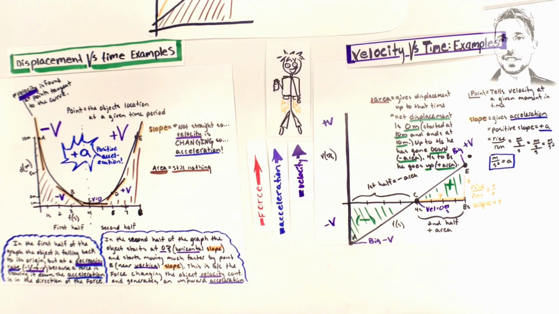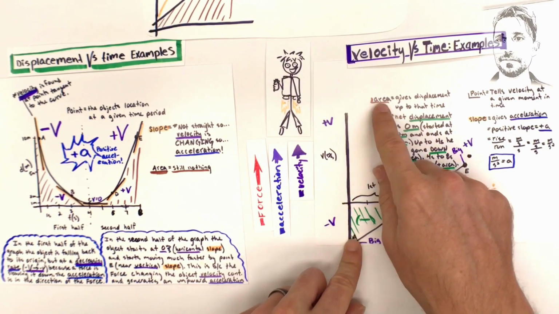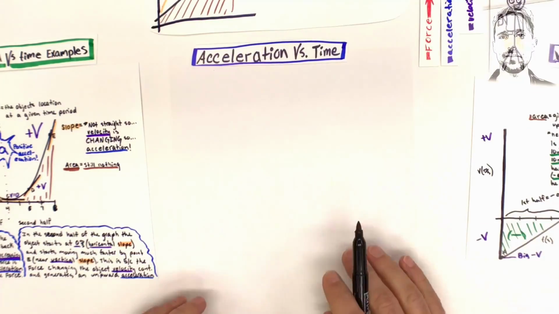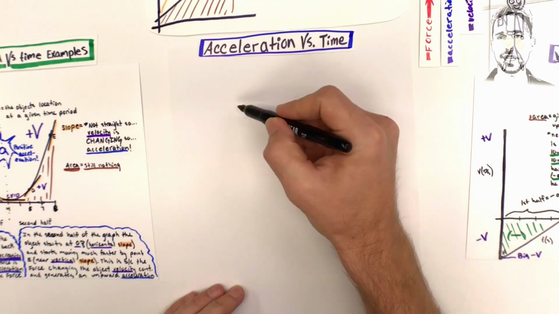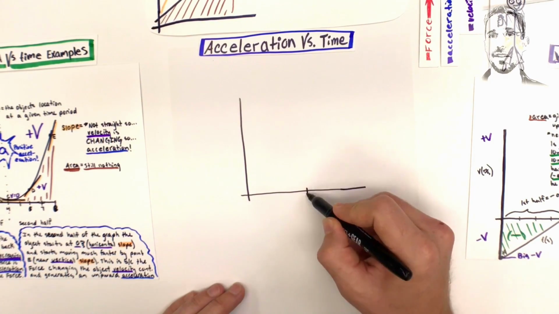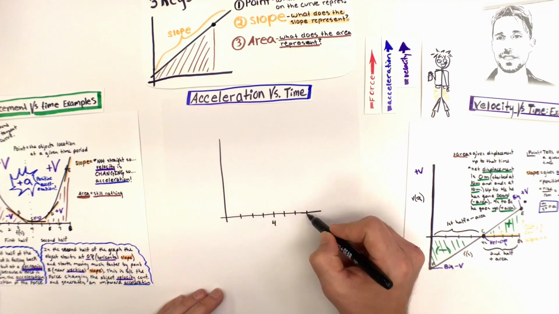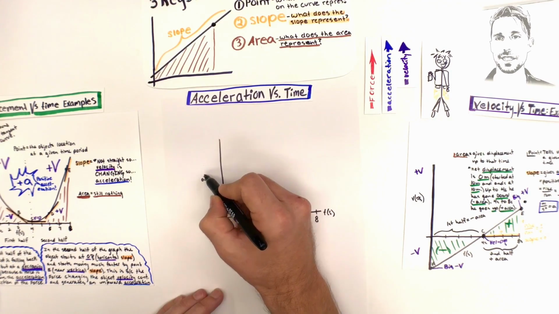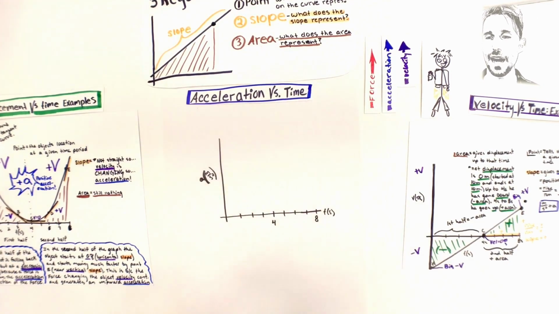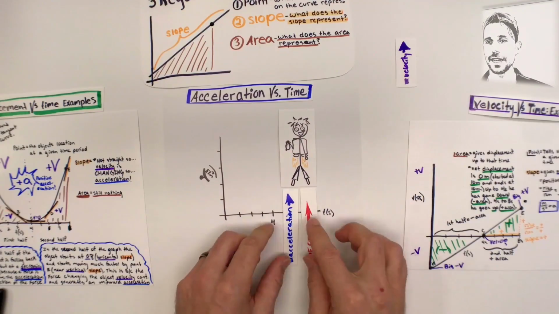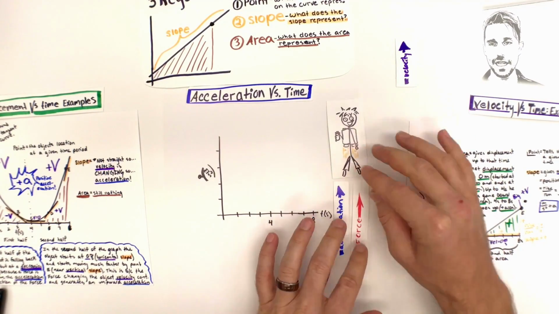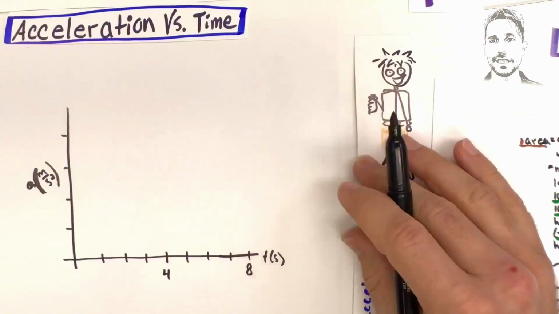So let's look at the acceleration versus time graph of what's going on. Again, we know we have here a positive acceleration. So the acceleration is positive. It's going to be on the top side of the graph. And our acceleration is in the same direction of the force. It's going upwards, even though at the beginning his velocity was going downwards.